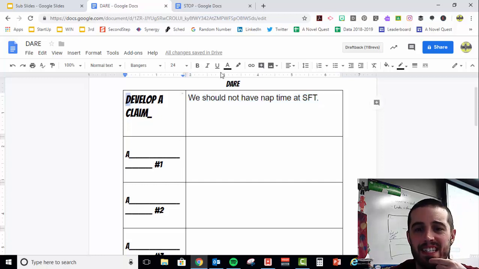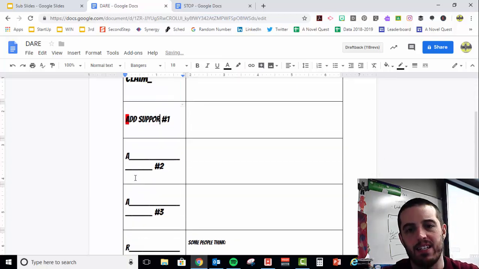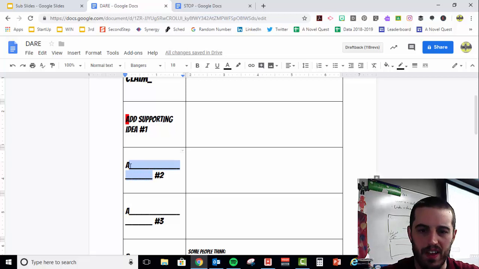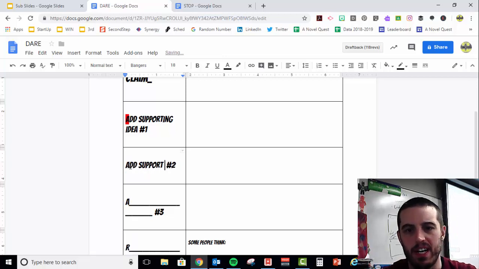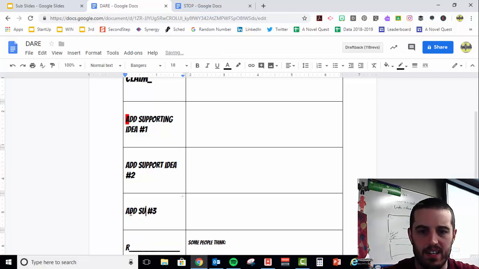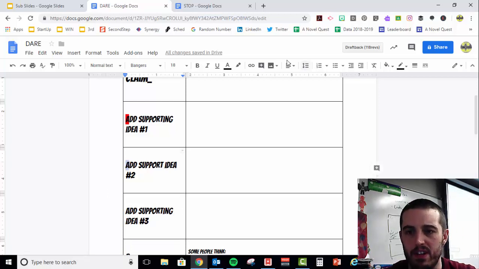All right, so the D step was to develop a claim. The A step is actually these next three. So you need to write the phrase, add supporting idea 1 on all three lines. Add supporting idea 2, and then add supporting idea 3. So on your paper, you should have the phrase add supporting idea written right here.